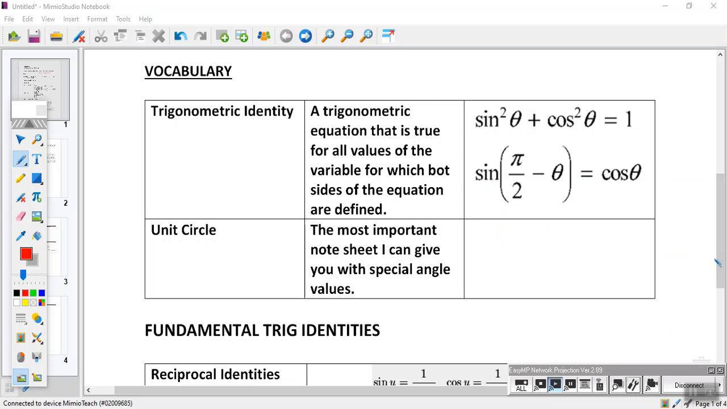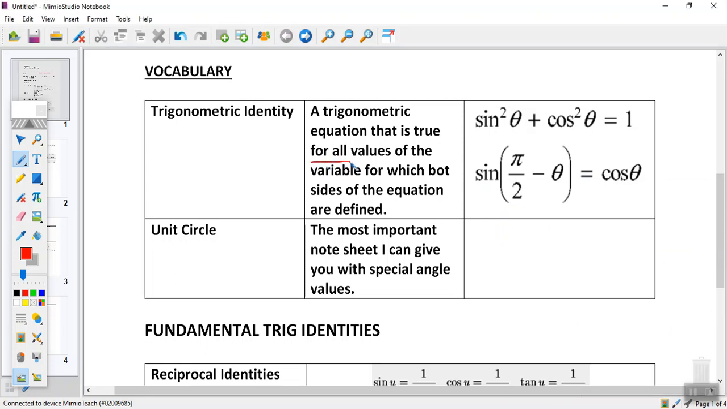Okay. So guys, right here, a trigonometric identity is going to be an equation that is true for what here? What's it say? All values. For all values of the variable for which, this should say both sides of the equation are defined, okay? I gave you a couple of examples up here, and we'll talk about why they are the way they are, but one of the most famous trigonometric identities is this.